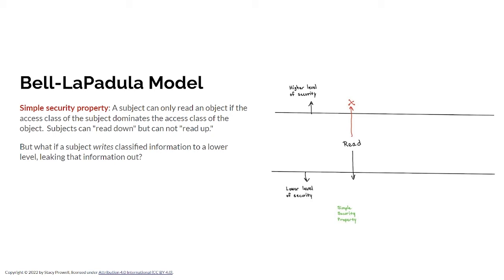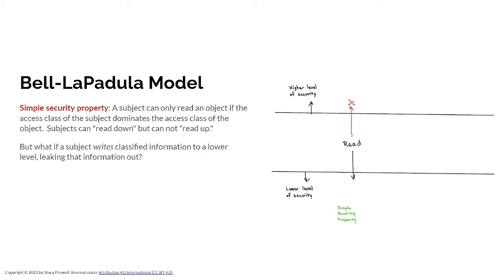It has three properties. The first one is the simple security property, which says a subject can only read an object if the access class of the subject dominates the access class of the object. Dominates is there because of the potential for lattices, but you can think of that very simply as a subject can read down to a lower level of security, but cannot read up, right? If I have a secret clearance, I can read confidential information, I can read secret information, but I can't read top secret information. That should be moderately intuitive.